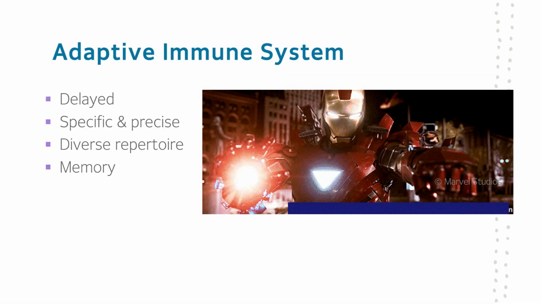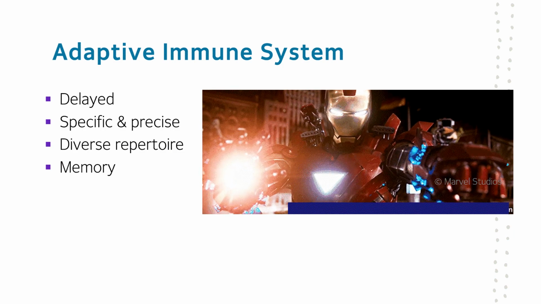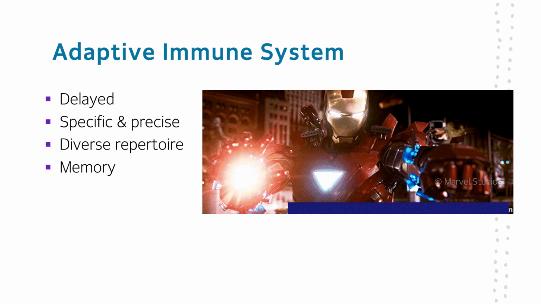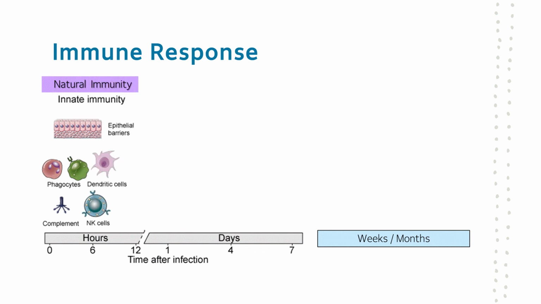On the other hand, the adaptive immune system is more target-specific, even though it takes a longer time to generate. Its function is also more precise, more nuanced. It reacts differently to different specific targets, has a diverse repertoire and retains a memory. As you can see, the earliest immune response is generated by the innate immune system, which is composed of phagocytes, macrophages, dendritic cells, complements and NK cells. All these are activated within minutes to hours.